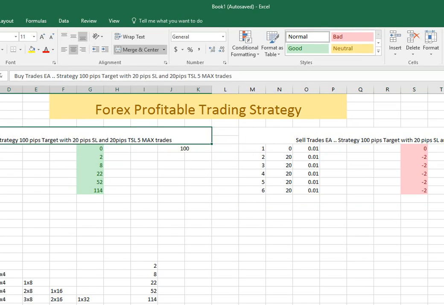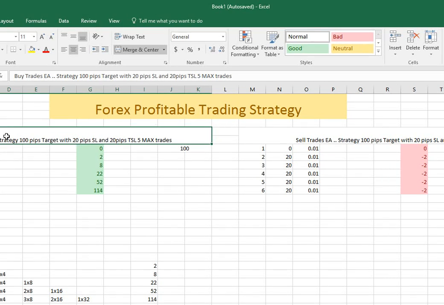This strategy has a fixed target, let's say 100 pips or 200 pips. If you're trading a currency pair that has about 200 pips change in a week in one direction, you will choose 200 pips as your target. If you're trading a currency pair that moves around 100 pips in a week or in a day, then you will choose that many pips as your target.